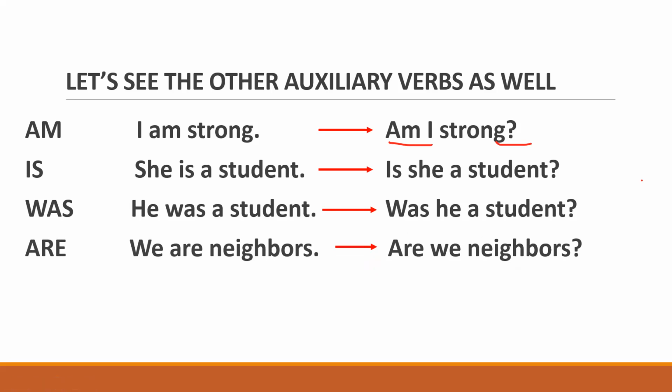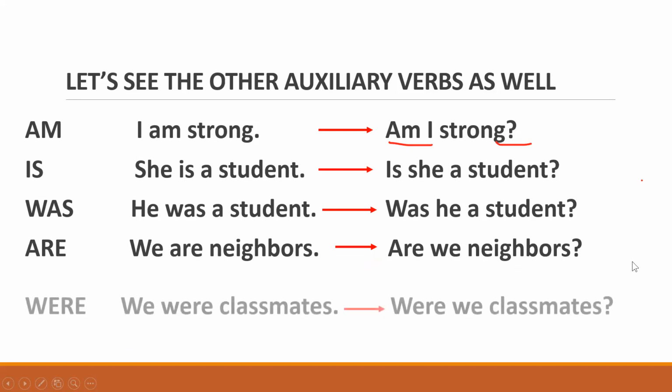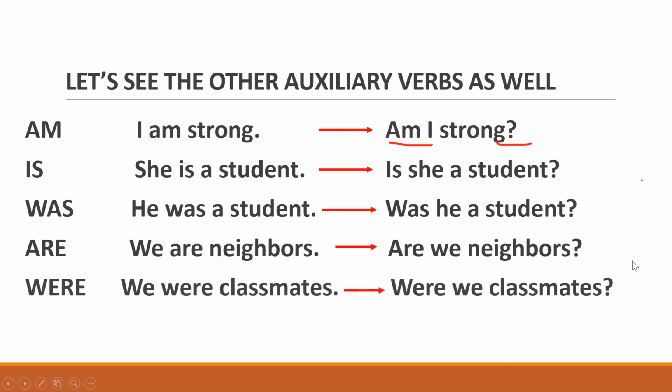And here people, make sure you listen to my stress and my intonation as well, because statement and question have different stress and different intonation. Example, the first one, I am strong. Am I strong? She is a student. Is she a student? He was a student. Was he a student? We are neighbors. Are we neighbors? And moving down, we have were. We were classmates. Were we classmates?